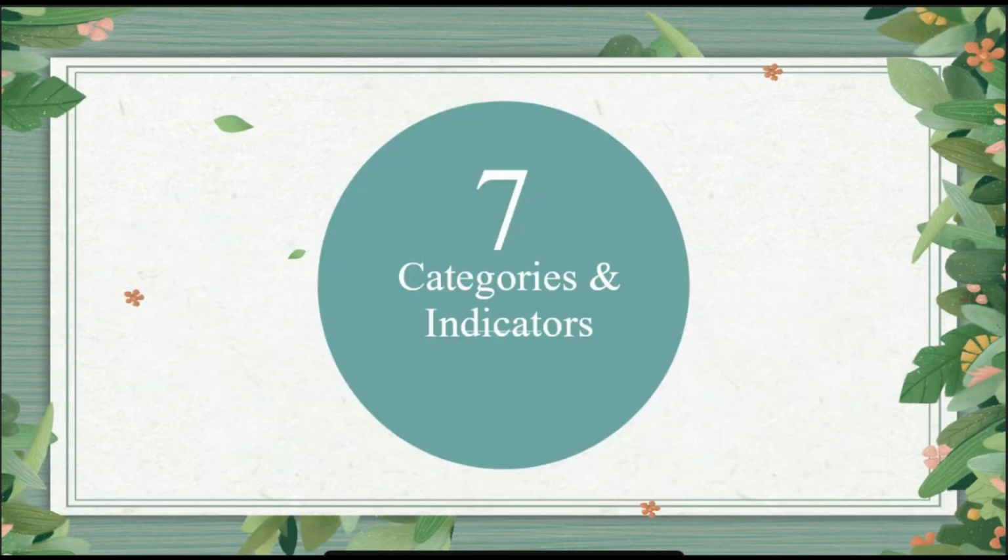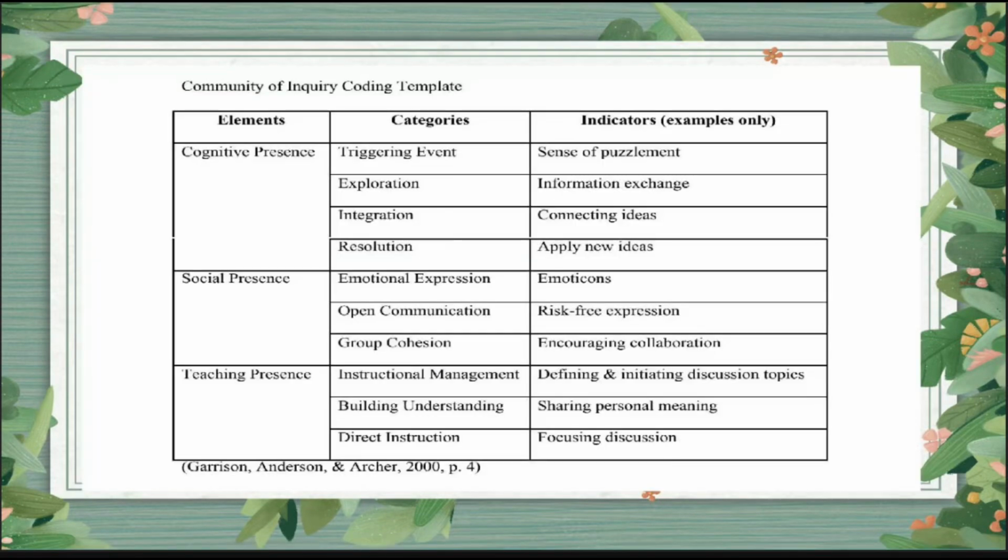The seventh part of this section is categories and indicators. The table is very clarified. As we mentioned, cognitive presence has 4 categories. It is triggering event, exploration, integration, and resolution. And the indicators of it are sense of puzzlement, information exchange, connecting ideas, and applying new ideas.